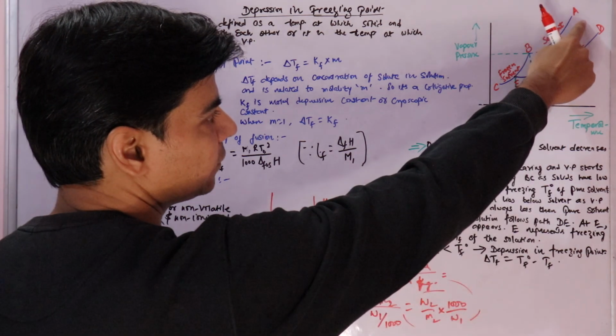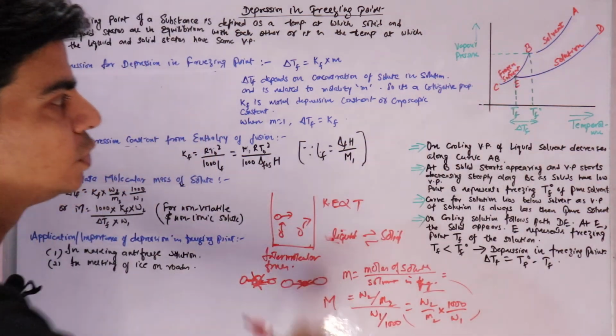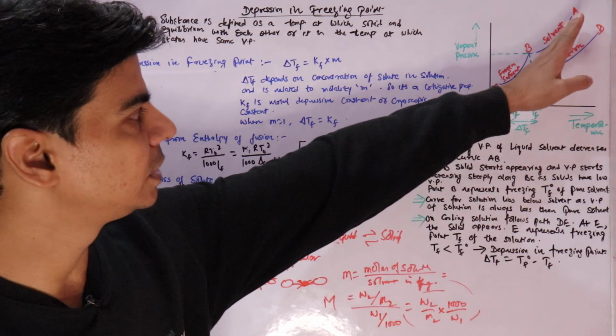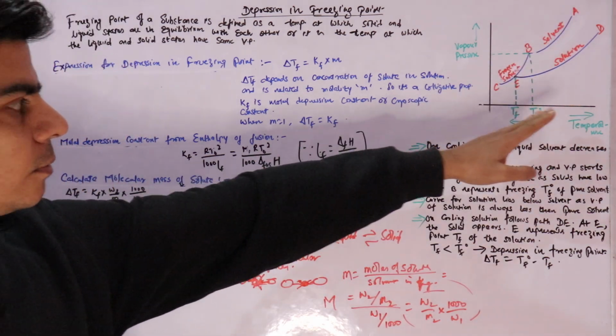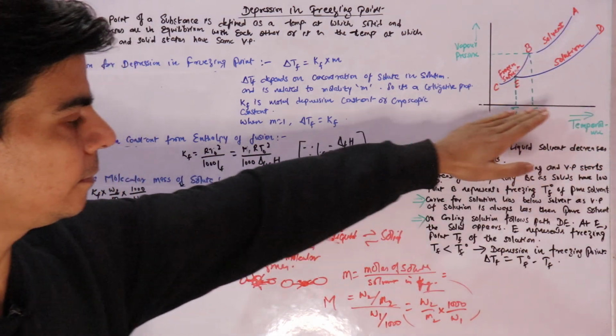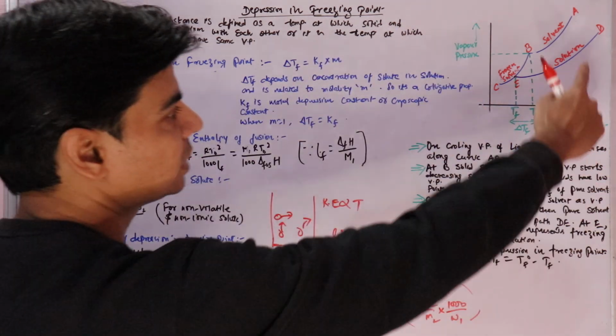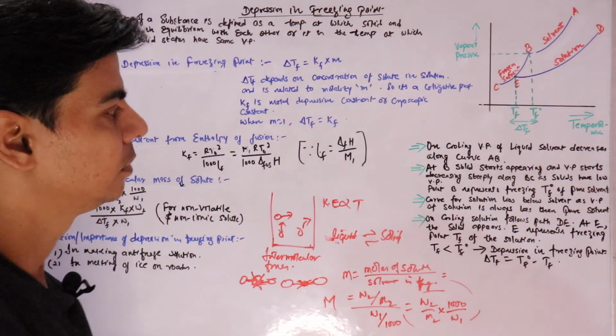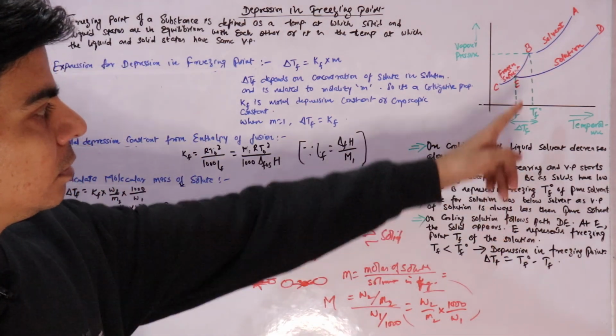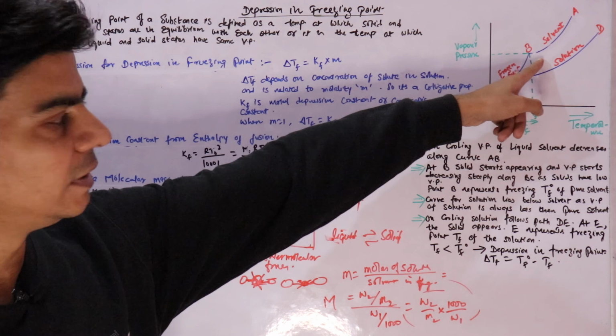And this graph is coming down from A to B, then B to C. That is, the temperature in this graph is coming down, right? We are going towards here. On the x-axis we have temperature, on the y-axis we have vapor pressure. So as we come from A to B, the temperature is decreasing, right?